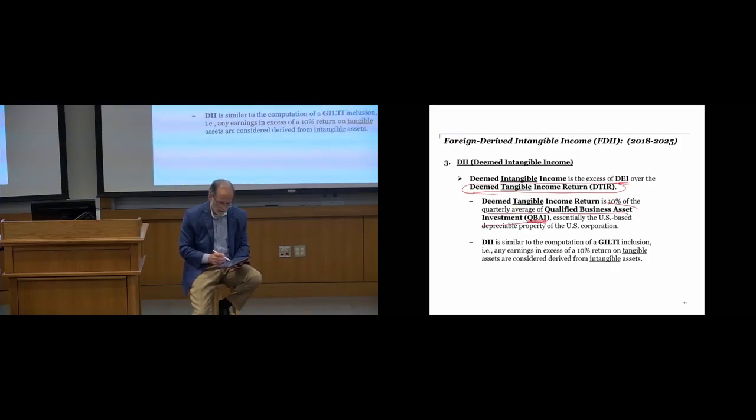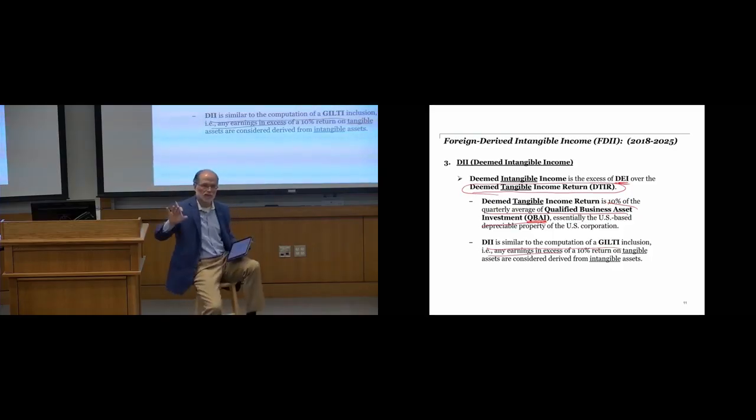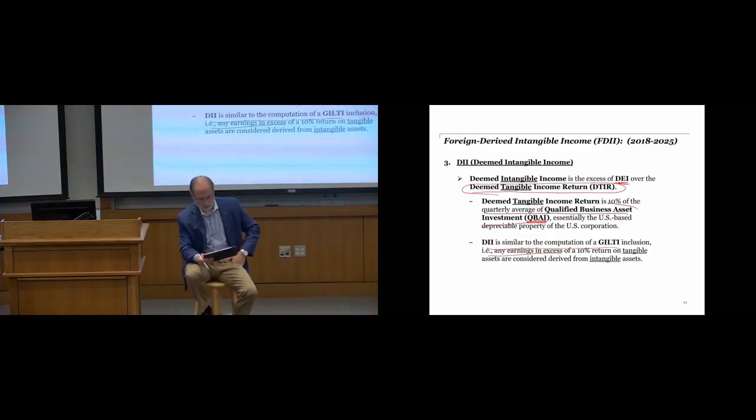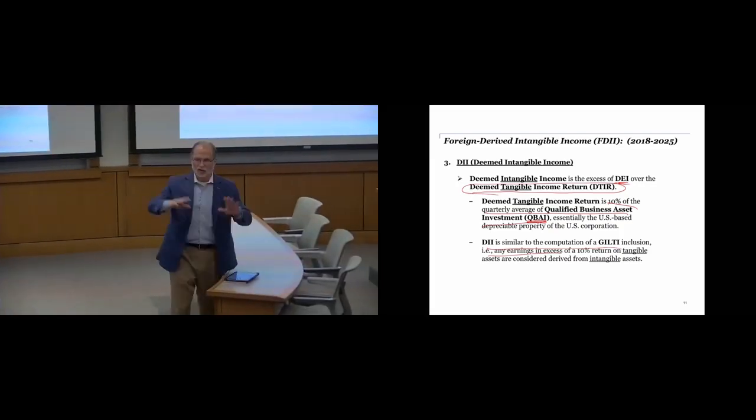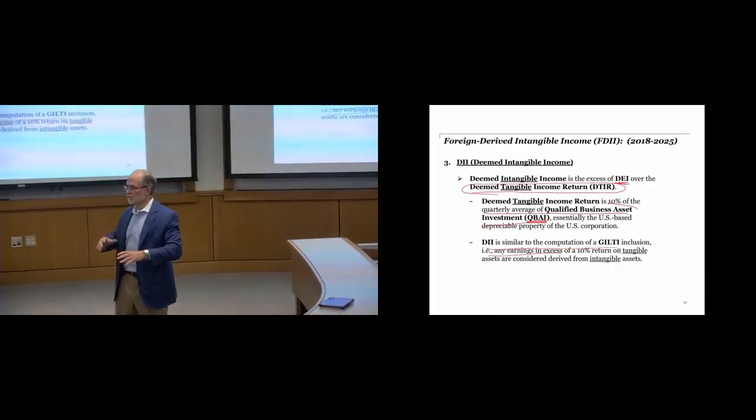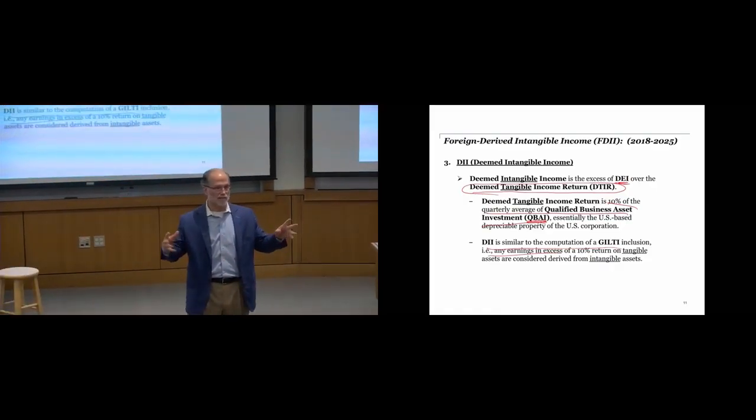And so QBAI here is essentially the US-based depreciable property of the US corporation. Okay? It is similar in computation to the GILTI inclusion, that artificial objective measure of what is tangible return, leaving the residual as the deemed intangible return. Remember when we were looking at GILTI, and I was saying one of the oddities, and remember that Republicans did all of this in 6 weeks, which is a big lift, and they were moving fast because it wasn't already prepared.